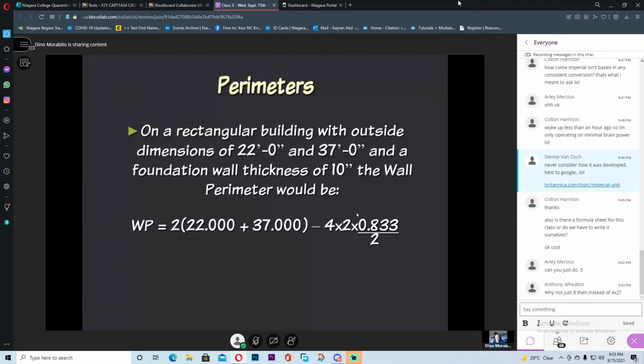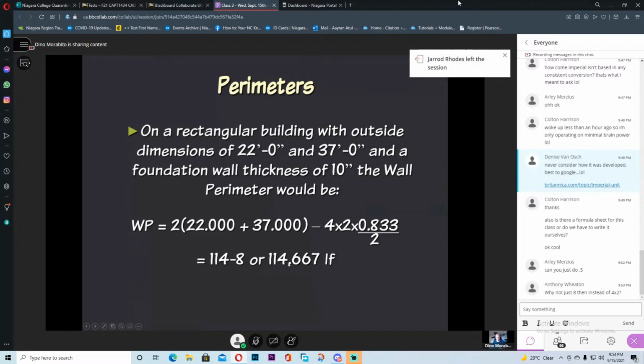And you're correct, Anthony, it is 8, but I will show you in our workbook why we use 4 times 2. I'll explain that in a minute. It's fine that you remember 8, but 4 times 2 helps us with this process of understanding what we're doing. So in this case here, because I know it's 10 inches, I have to remember that it's 0.8333, or I can put that in my calculator. And again, 114 foot 8 is not 114.8, it's 114.667.